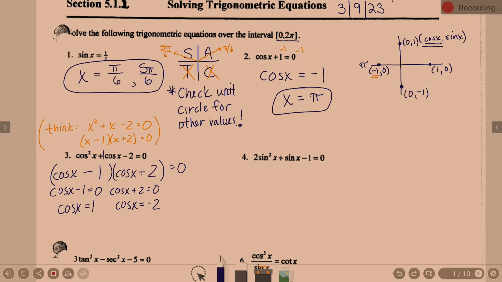Okay, cosine x equals 1. Can I go back to this, what I drew over here? When does cosine equal 1? 0 degrees or 0 radians. So x equals 0 is that answer.